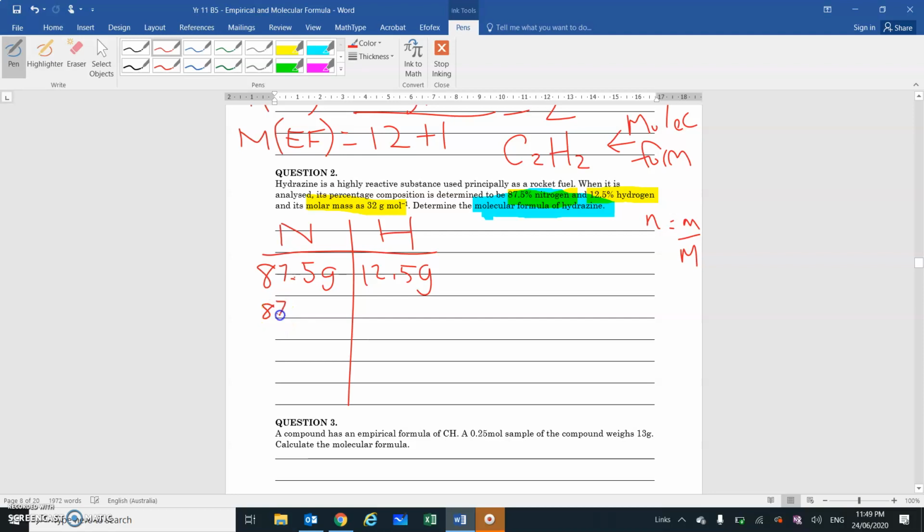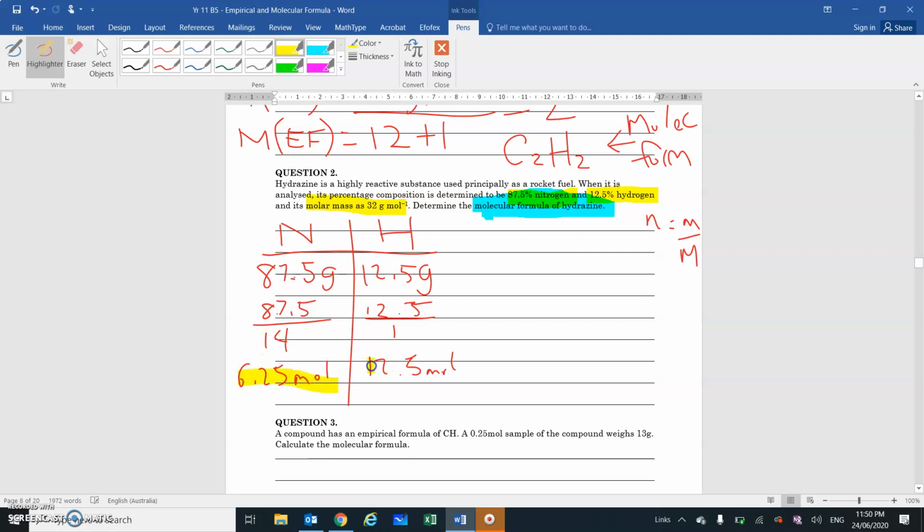So we're going to find the number of moles. 87.5 divided by the relative atomic mass of nitrogen. If we look at our periodic table, that's 14. Hydrogen is 1, so we're just dividing that by 1. And we get our number of moles. 87.5 divided by 14, we get 6.25 mole. And here we have 12.5 mole. So these are our number of moles.